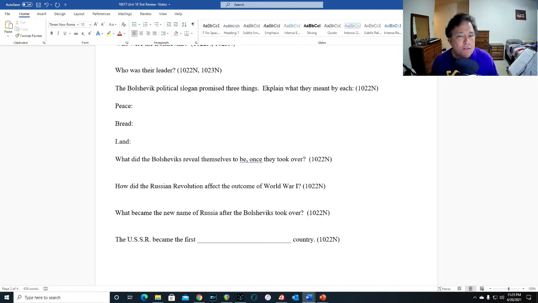Who was their leader? Their leader was Vladimir Lenin, who became the eventual first communist leader of this country. As they campaigned for power in the Duma, they had a campaign slogan, and it's very simple. It was peace, bread, land. And so this says, explain what was meant by each.